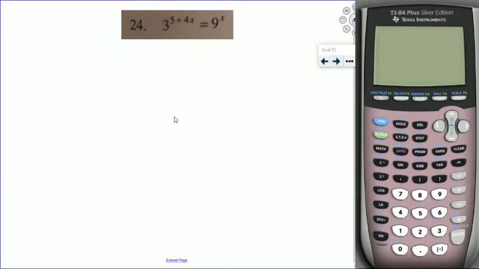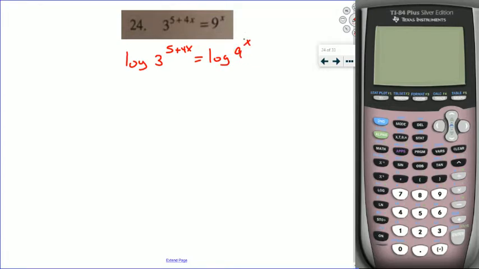All right, now we want to solve this guy. This guy is an exponential equation. So we want to get it to where we have one exponent equals the same exponent, or if we can't do that, since we have two things with an exponent, we want to take a logarithm of both sides. Let's do that. Logarithm of both sides. So log of 3 to the 5 plus 4x equals log of 9 to the x.